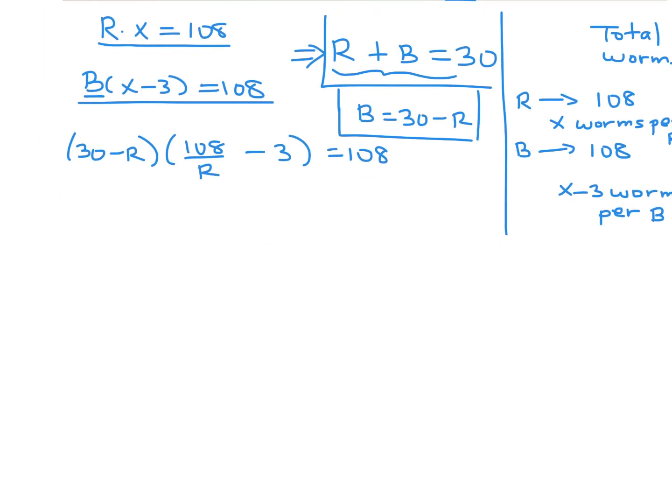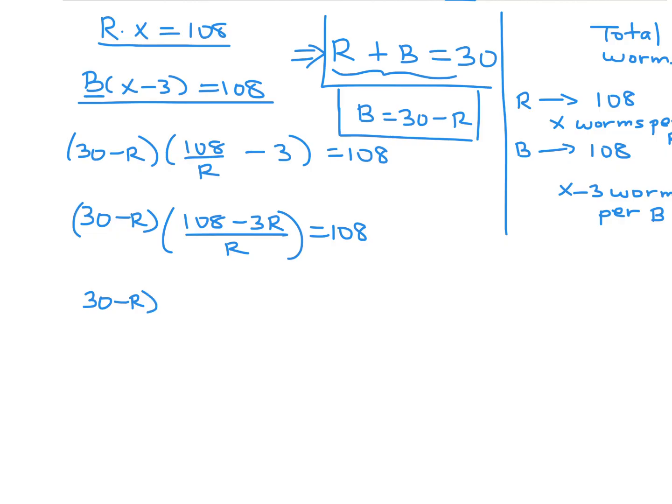Okay, so a little bit of math here. So here we go. Let's multiply through by R. Or no, should I do that? Well, actually, let me add the fraction first. I think that will be important. So there'll be 108 minus 3R over R is equal to 108. And then we multiply through by R. Actually, what we're doing really is just cross-multiplying, 108R like that. And I think that'll work.